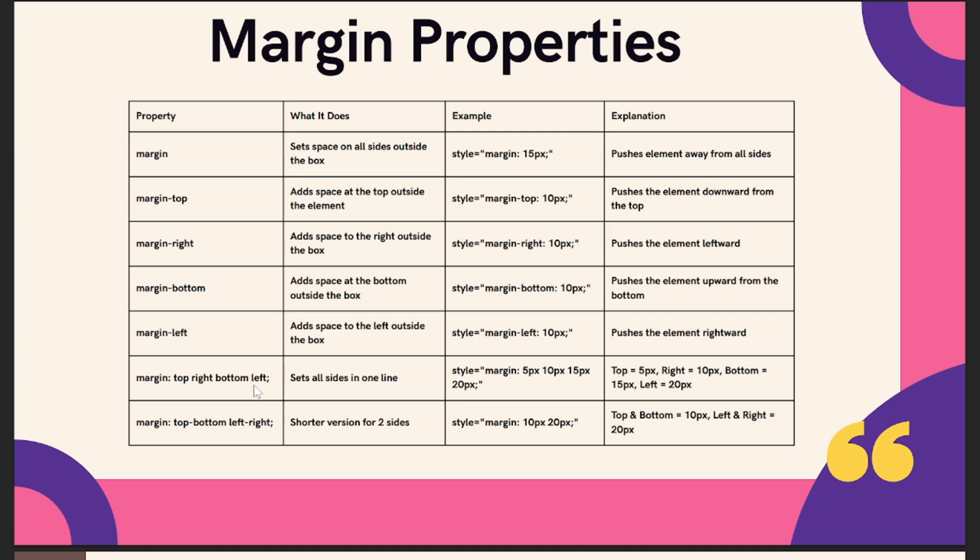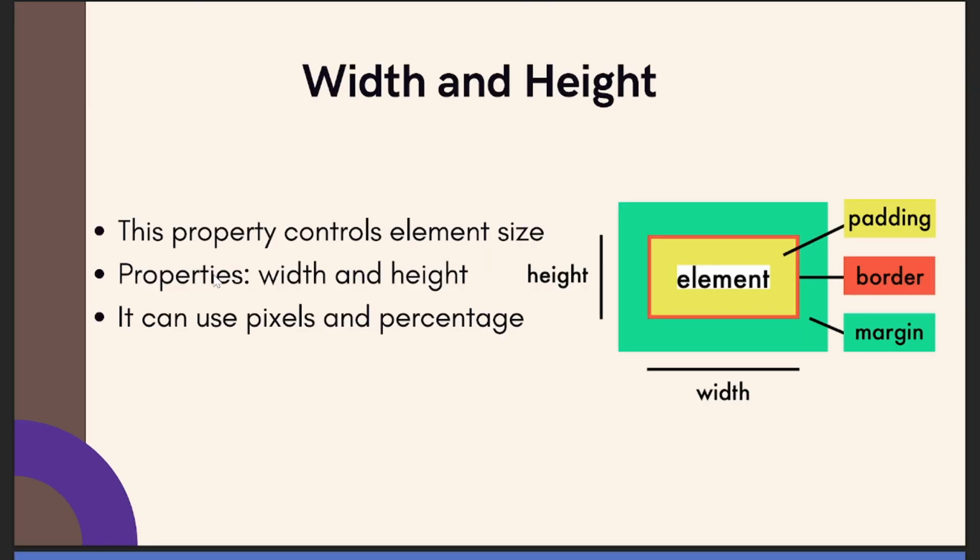So the next thing is margin properties. Now, just like how I told you about the margin, we have a whole lot of properties just like the padding. You have the margin, just a margin property where you add equal margin to all the elements outside. Then you also have the margin top that adds space to just the top part. You have the same thing as the padding, just the difference is that the margin happens outside the box while the padding happens inside the box.